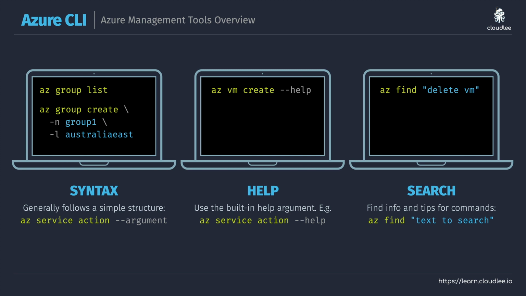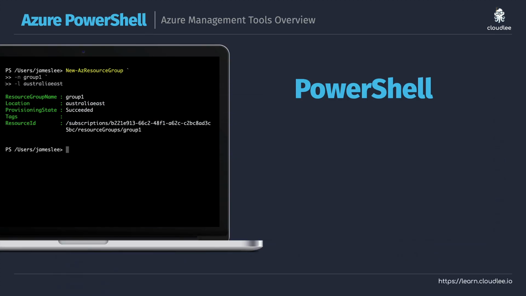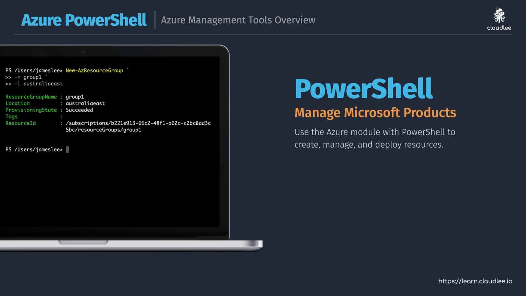Last and by no means least, we have PowerShell. Now, PowerShell is a tool that you use to manage Microsoft products, and it used to be something that was only available for Microsoft systems. But if you want to use PowerShell to work with Azure, you can install the Azure module, which will provide you with all the tools you need to create, manage, and deploy resources within Azure.